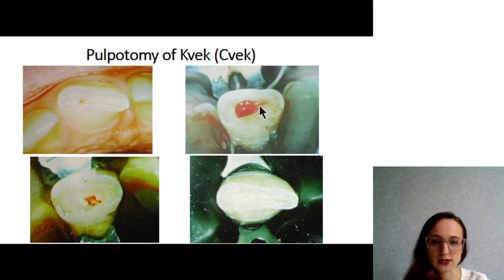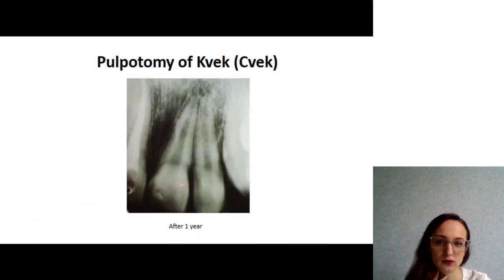Look, please, it is a bleeding pulp. It is stop bleeding. If you see this situation, you can take calcium hydroxide here and do restoration. After 1 year, it is resolved after pulpotomy.